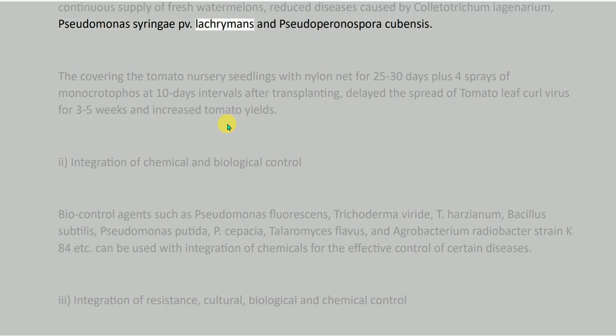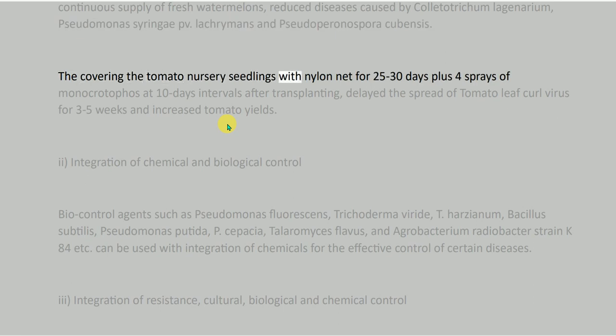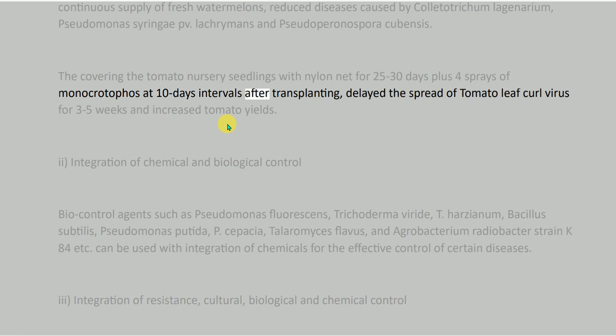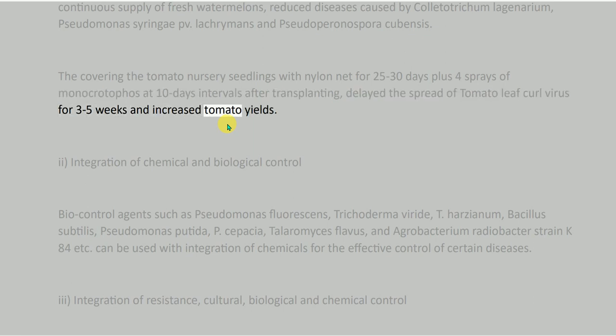Covering the tomato nursery seedlings with nylon net for 25 to 30 days, plus 4 sprays of monocrotophos at 10 day intervals after transplanting, delayed the spread of tomato leaf curl virus for 3 to 5 weeks and increased tomato yields. 2. Integration of chemical and biological control.